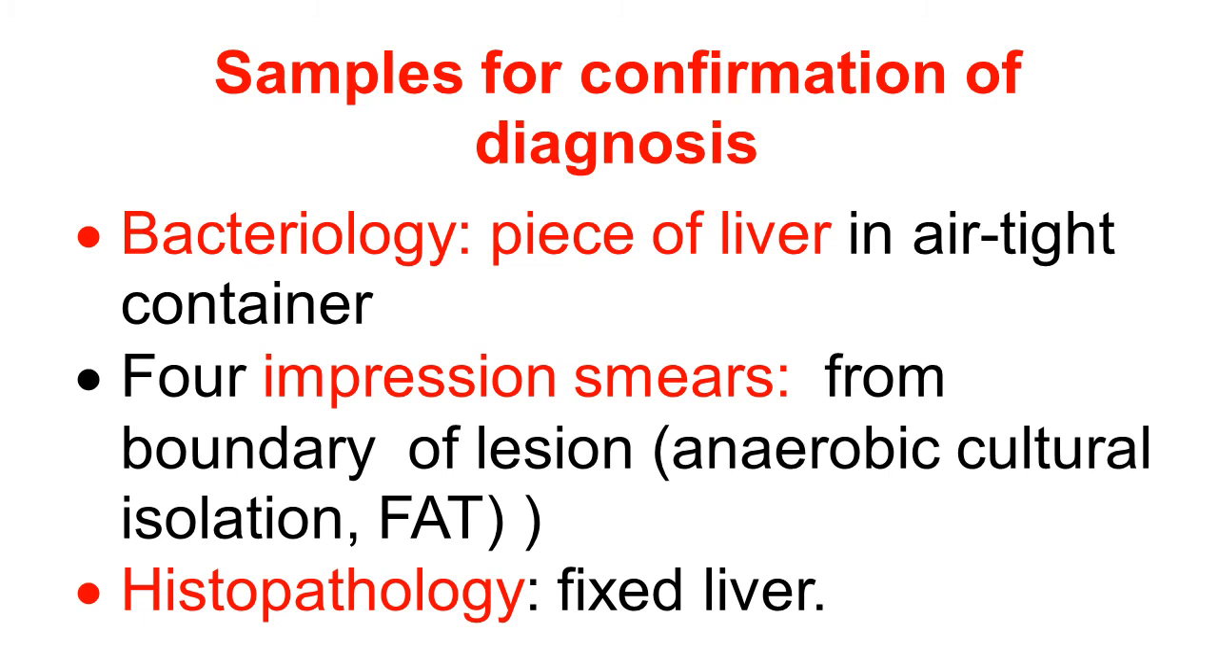Here we discuss collection of samples for confirmation of diagnosis. For the bacterial isolation, take a piece of liver with active lesions in an airtight container, and 4 impression smears from the boundary of the lesion for the anaerobic cultural isolation and quick fluorescent antibody technique test. For the histopathology purpose, that is confirmatory, fixed liver is to be sent to the laboratory.